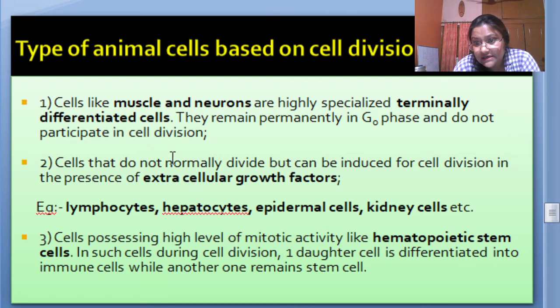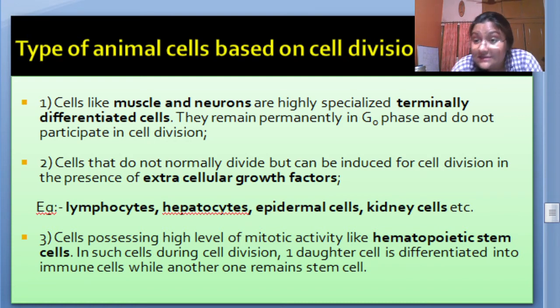Now we need to understand this also. There are three types of cells. Like our muscles and neurons, they are highly specialized and terminally differentiated cells. Once they have been formed, they enter into a quiescent stage forever, the G0 phase, after we have reached a specific age. After that, our muscle cells and our brain cells do not divide at all. Their number becomes fixed, so they remain permanently in G0 phase and do not participate in cell division at all. So they are always in the quiescent state.